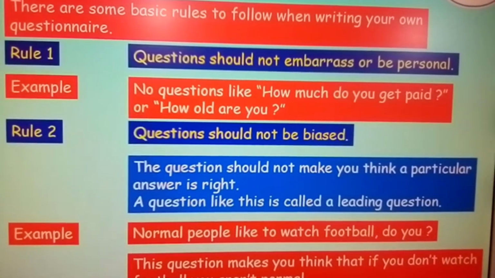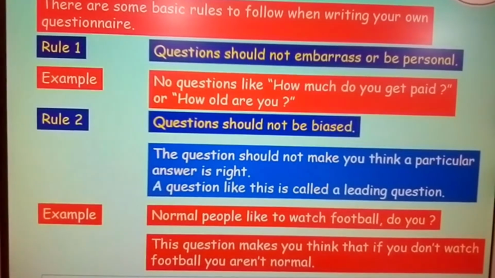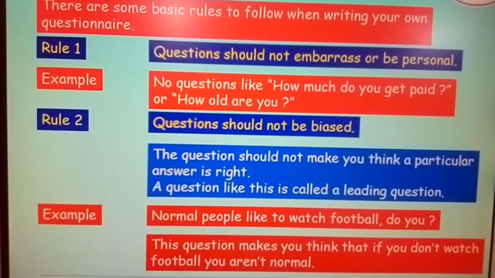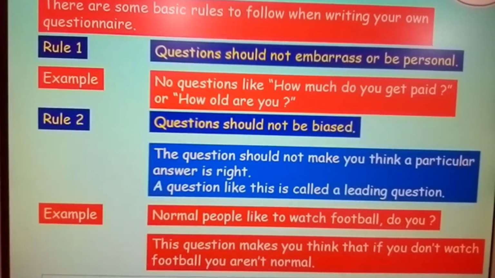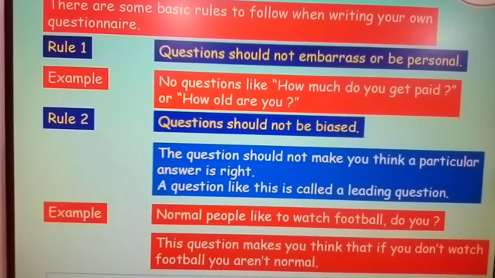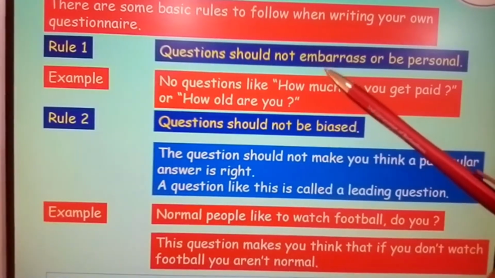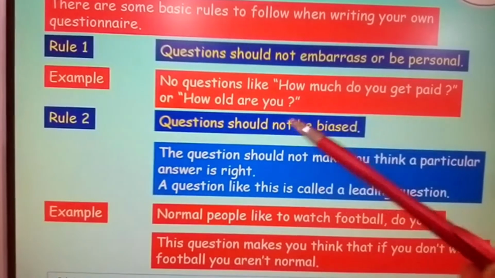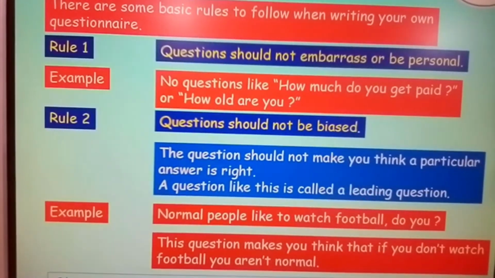Now, again, continuing with data collection, let me just pan back, make sure we get this into full view. Okay. Here the objective is to know how to ask questions for good data collection. Now, there are some basic rules to follow when writing your own questionnaire. Rule 1. Questions should not embarrass or be personal. Example, no questions like how much do you get paid or how old are you?